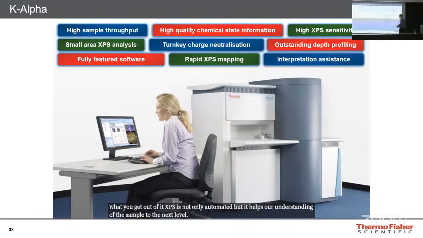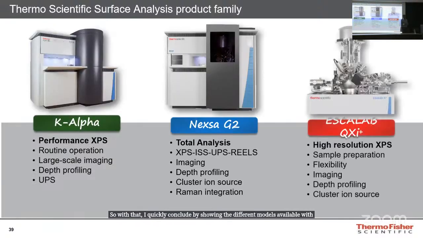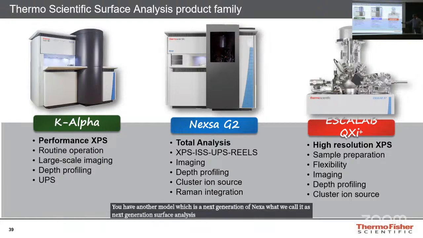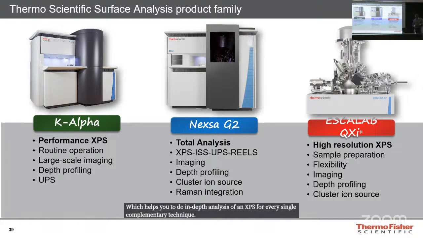So with that, I quickly conclude by showing the different models available with Thermo Fisher Scientific. K-alpha is the instrument you have in the Center for Advanced Studies. You have another model, the next generation of NEXA, which we call next generation surface analysis. It does all that a K-alpha can do, adding a few complementary techniques. And finally, you have the ESCALAB, which helps you do in-depth analysis of XPS with every single complementary technique which can be done on the platform.